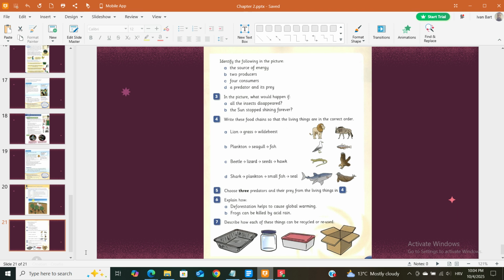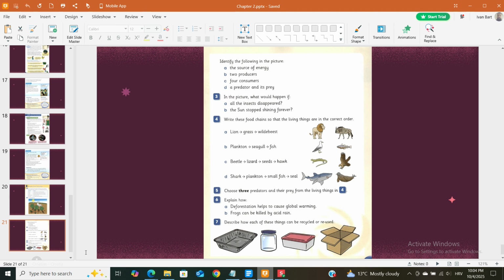3. Write these food chains so that the living things are in the correct order. A. Lion, grass, wildebeest. B. Plankton, seagull, fish. C. Beetle, lizard, seeds, hawk. D. Shark, plankton, small fish, seal.